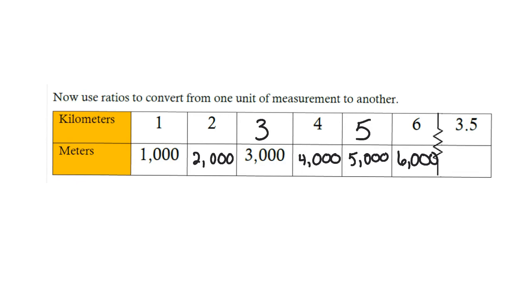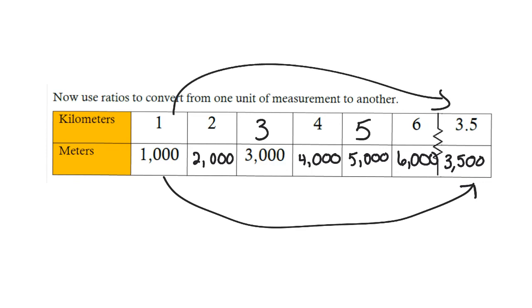And so here's the tricky one you kind of have to think about. So 3.5 kilometers. Well, we know it's got to be 3,000. And then halfway between 3,000 and 4,000 is 3,500. Another great way to look at this is just think of the ratios. This would be times 3.5 to get from 1 to 3.5. So you would multiply this by 3.5.